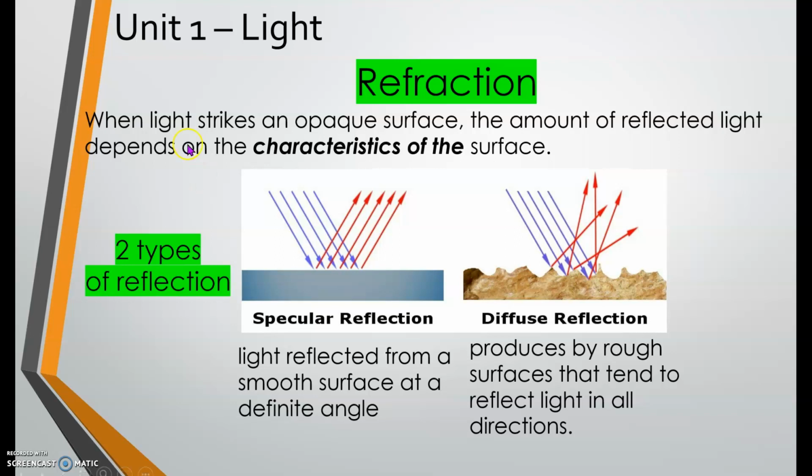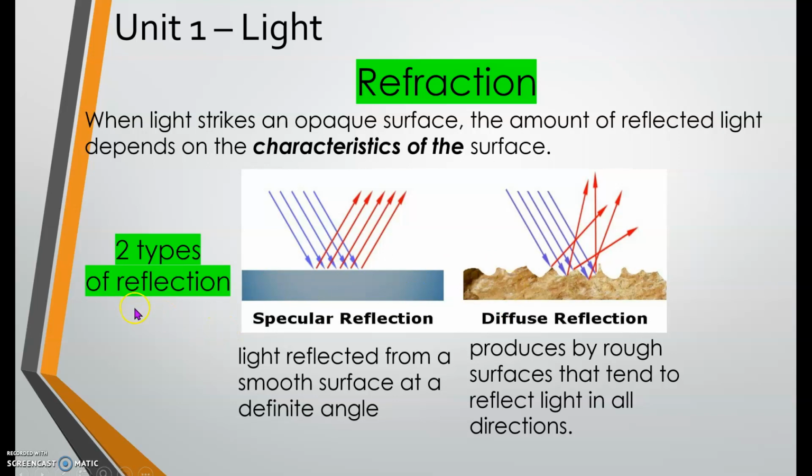Very good. So when the light strikes an opaque surface, meaning that it doesn't go through, or the light cannot pass through the material, okay? That is an opaque surface. The amount of the reflected light depends on the characteristic of the surface. We have the smooth surface and the rough surface.